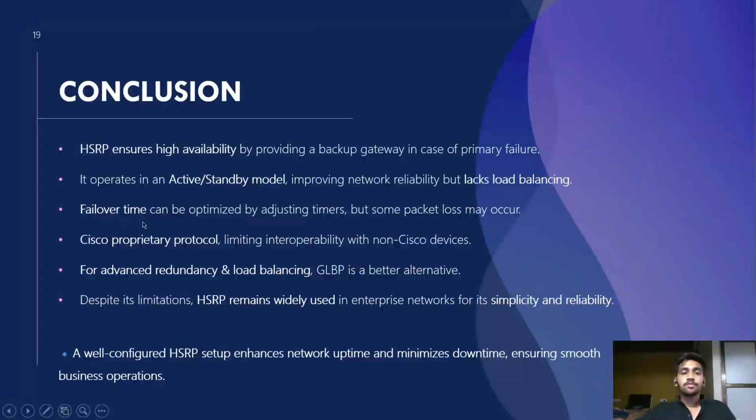The third point is that failover time can be optimized by adjusting timers. By adjusting the timers, the failover time can be optimized, but some packet loss may occur, as we saw in the message that the packet loss was earlier 100% when the virtual IP was not connected. After that, we successfully recovered, but it states that some packet loss may occur when the failover time is more. So we have to make sure that we get an optimized result.